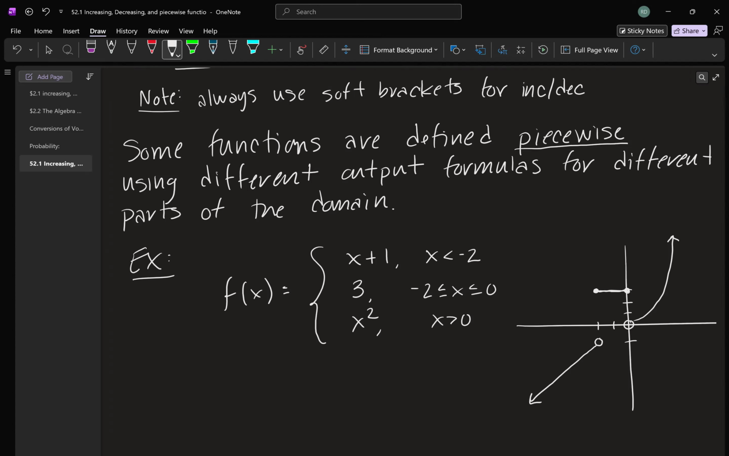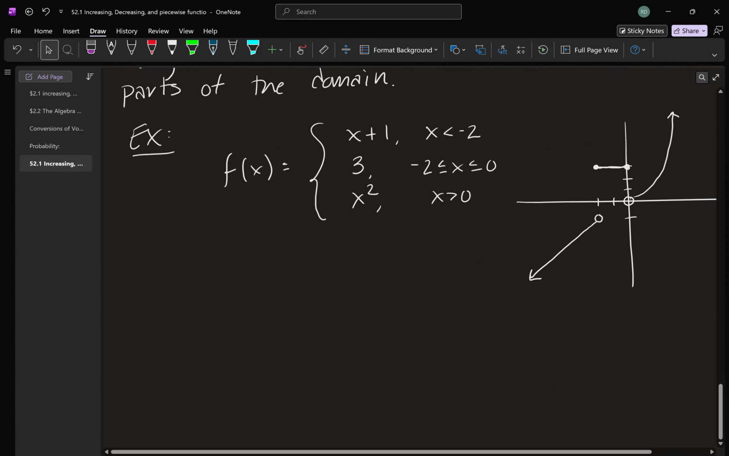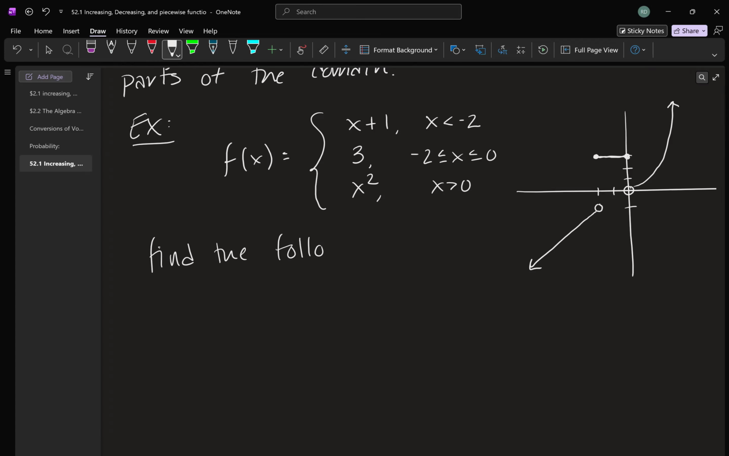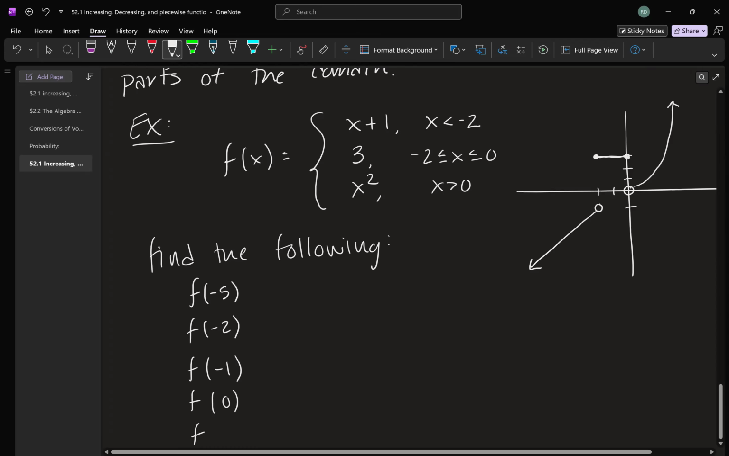That's two closed circles because they're 2 or equal to's. And then last one, x squared, is going to look like this one here. Again, open circle at 0 because that's a strictly greater than, not a greater than or equal to. Then this problem on your homework is going to ask you to find the following. We're going to do f of -5, f of -2, f of -1, f of 0, and f of 2.